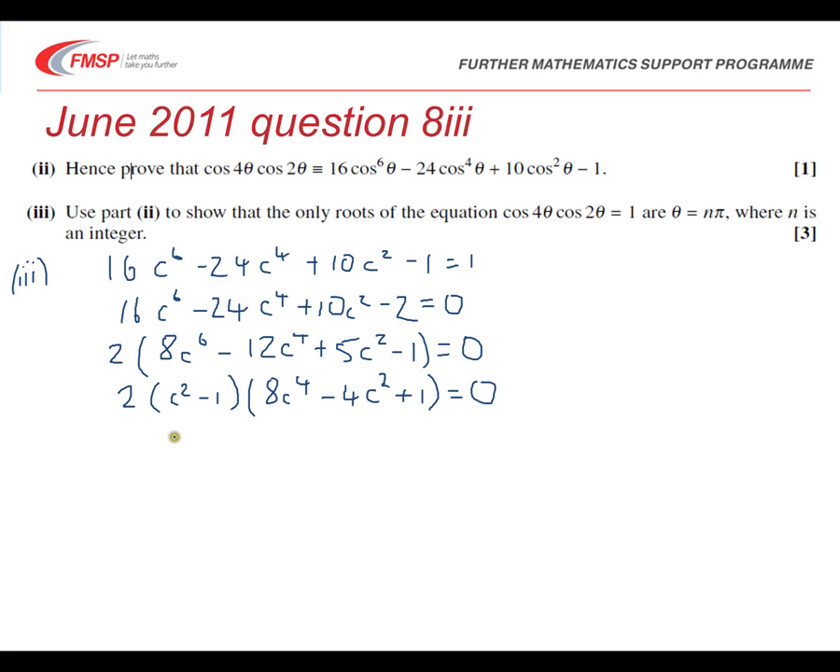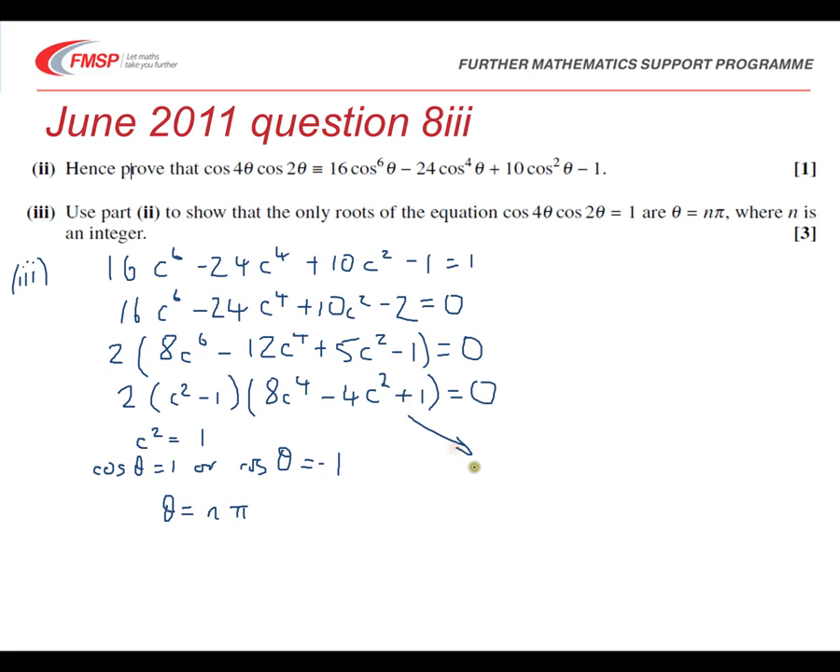This then leads to two alternatives. Either c squared is 1, so I've got cos theta is 1, or cos theta is negative 1, and both of these happen at 0, 2 pi, 4 pi, 6 pi. These happen at pi, 3 pi, 5 pi, 7 pi. In other words, these happen for any integer times pi.